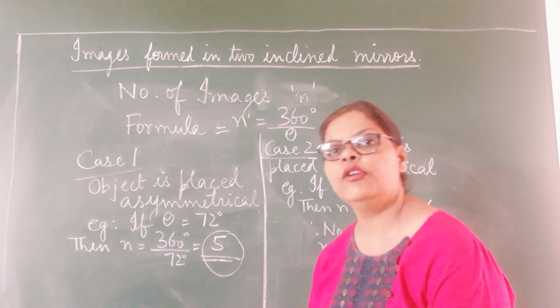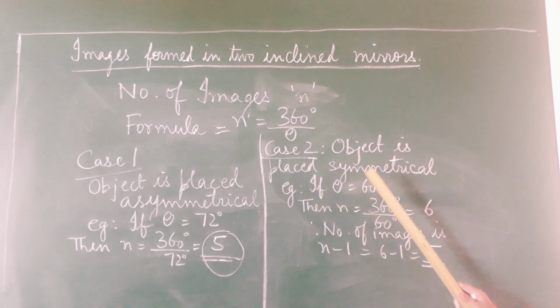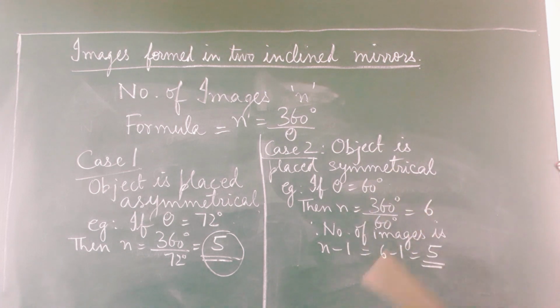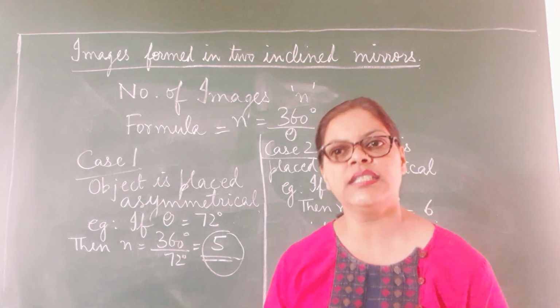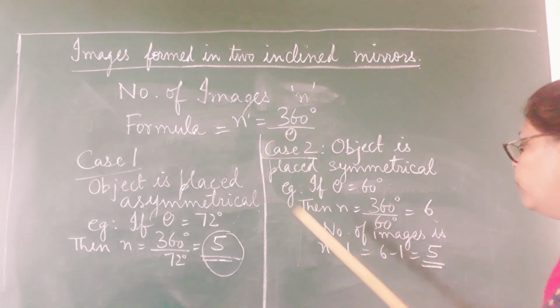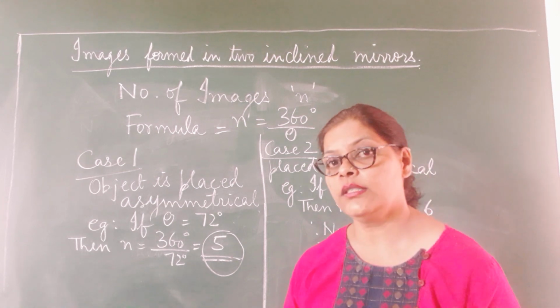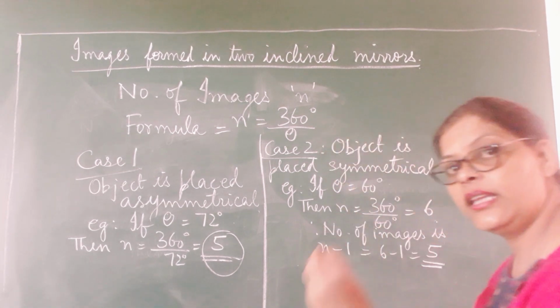Okay children, now we move on to case 2. In case 2, the object is placed symmetrically. For example, if I consider that the two mirrors are placed at an angle of 60 degrees, when I substitute the value of theta as 60 degrees, what do I get as my answer? My answer is that the number of images is equal to 6. Now here you can see children that the number of images formed is even.